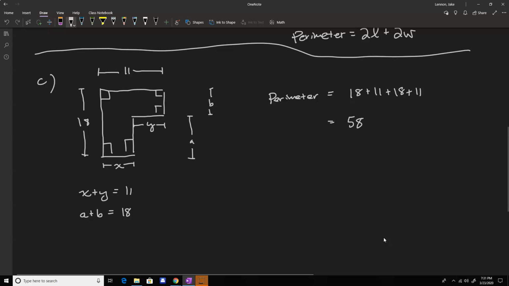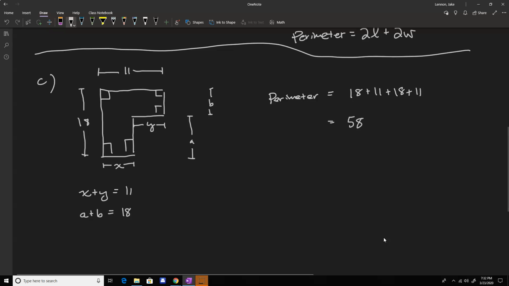So, although it looks more complicated, the point is the X plus Y still has to add to the top length of 11, and the A plus B, the vertical components, still have to add to the 18. So although this figure isn't a regular looking polygon, it still follows the same pattern as the rectangles. Okay, so let's look at areas.